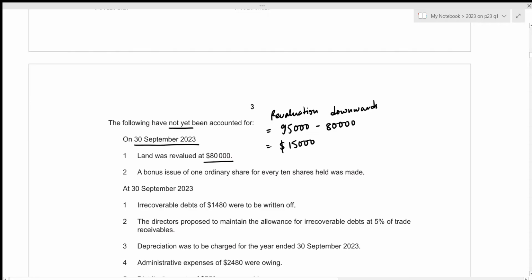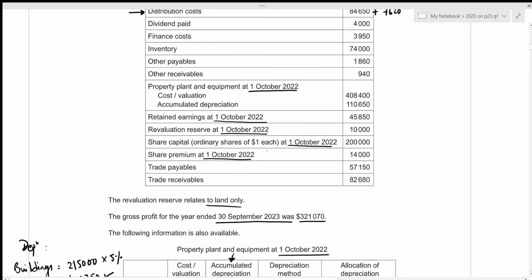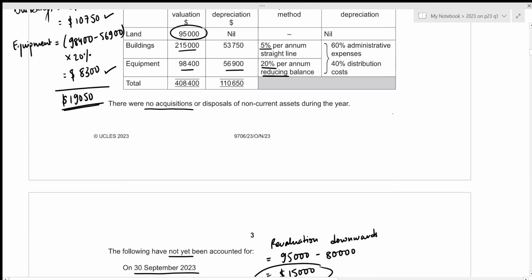And remember that revaluation downwards is just negative revaluation, which means that we need to subtract this amount from our revaluation reserve. Okay, so revaluation reserve is right here at the amount of 10,000. But remember, we have to subtract 15,000. If we subtract 15,000 from 10,000, our revaluation reserve will show a negative balance. But we cannot have a negative balance reserve. That is why we can only subtract 10,000 from our revaluation reserve and the remaining 5,000 should be subtracted from our retained earnings. So that will be minus 5,000 right here. This is the adjustment for the revaluation downwards.